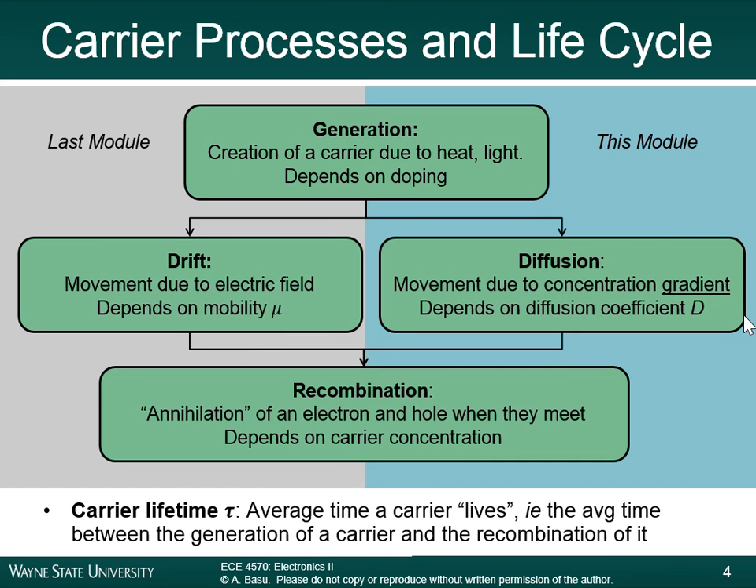Going back to here, the carrier lifetime is the average time a carrier lives before it recombines. So the electron hole pair is generated due to light up here. While the carrier is active, it can move. If there's an electric field, it can drift due to the electric field. If there's a concentration gradient, it can diffuse. But eventually, it will recombine. This depends on the carrier concentration, as I mentioned. The average time that a carrier lives, in other words, the average time between generation and recombination events, is this carrier lifetime. We're going to be talking more about that today.